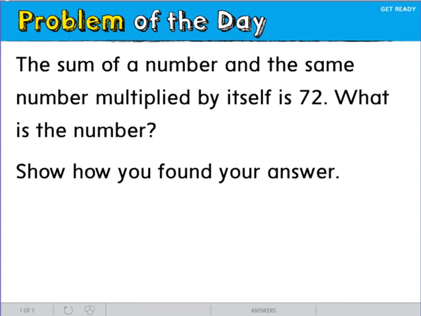With your group, on your whiteboards, I want you to solve this. The sum of a number and the same number multiplied by itself is 72. What is the number? Show how you found your answer. Get started with your group.